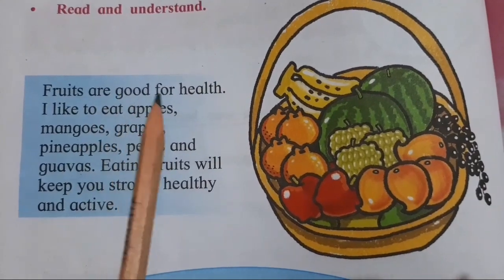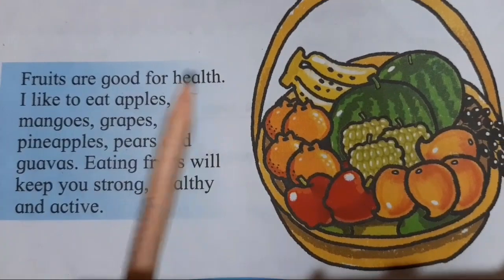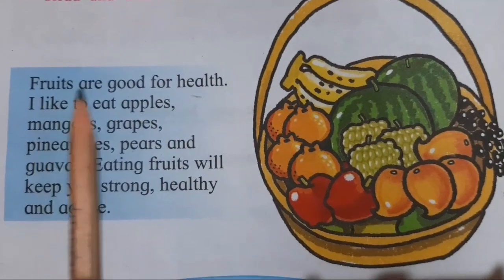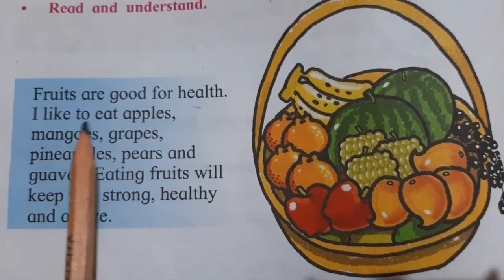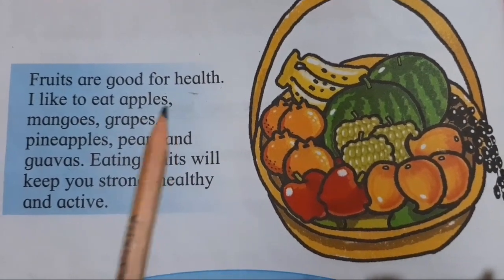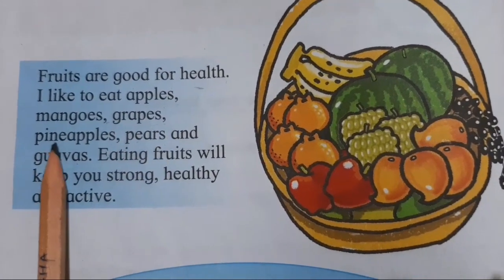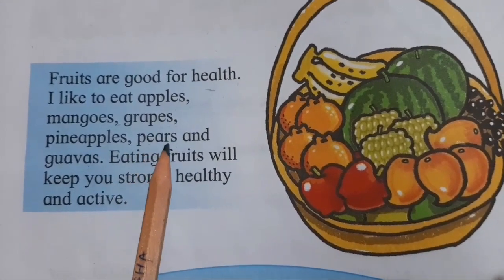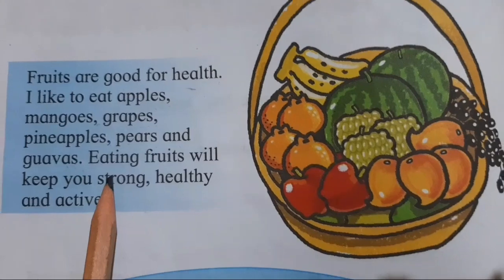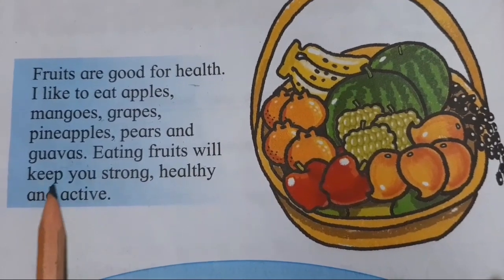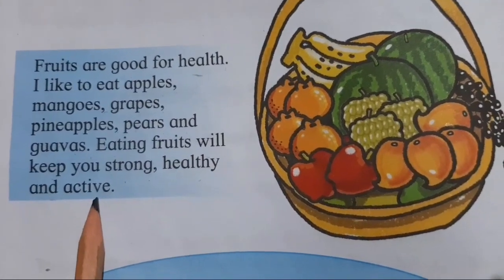Fruits are good for health. Full stop. As you can see here, a full stop is given. When a sentence is completed, we put a full stop, right? I like to eat apples, comma, mangoes, comma, grapes, comma, pineapples, comma, pears and guavas. Full stop. Okay? Eating fruits will keep you strong, comma, healthy and active.